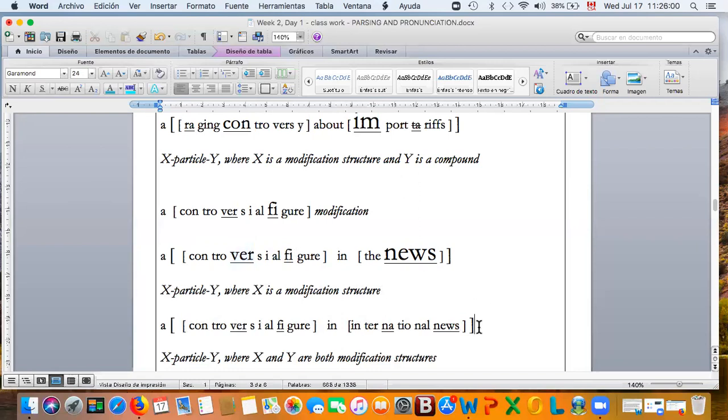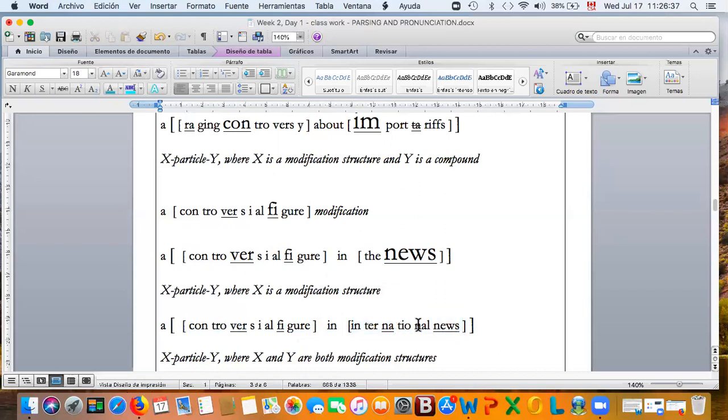Let's make it even worse, even messier. You'll be surprised that in fact this isn't that difficult. Let's start here with Y. Remember, this is an X particle Y structure. N is the particle, it takes the least accent. This part here should be middle, and this part here should be highest of all.